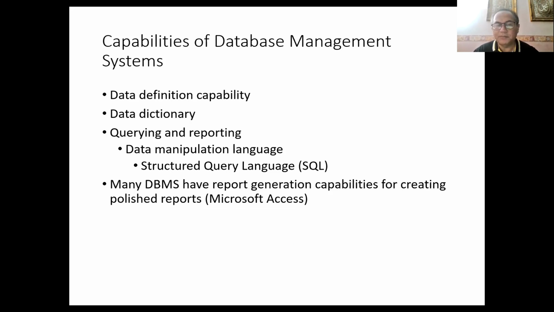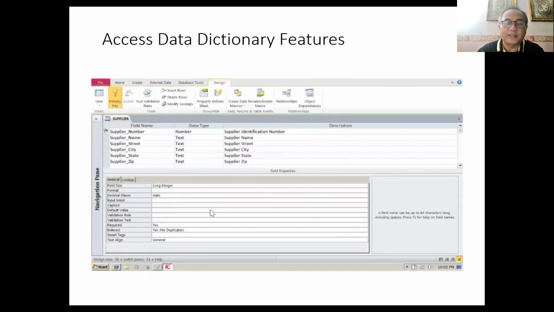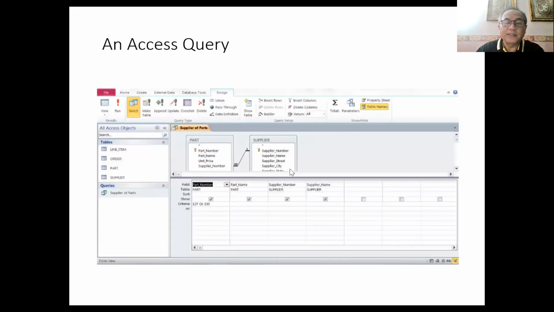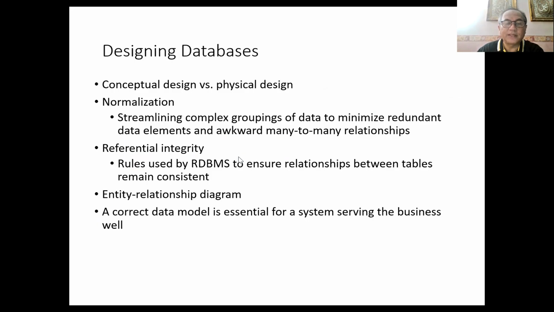This database management system has data definition capabilities that define the data, has a data dictionary, and has query and reporting tools. We have the structured query language, and then one DBMS that has report generation capabilities. Example is Microsoft Access. Besides that, we have the entity relationship diagram. Here is an example of the relationship diagram, many to one, in Access.